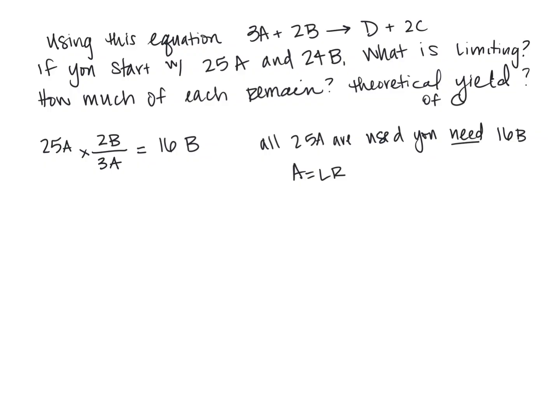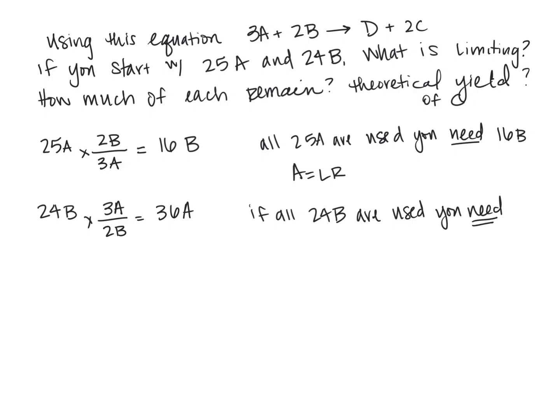But let's say you did not start with A and instead you started with B. Your 24B, using the same calculation, would be 2B times 3A, and that gives you 36A. So if all 24B are used, you need 36A. Only 25A are present. So you need more A than you have. This tells you that B is going to be the excess reagent, because you need more than you have of the other. So we know that A is our limiting reactant.